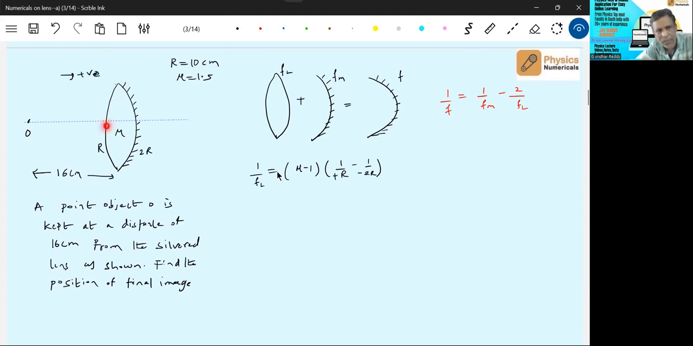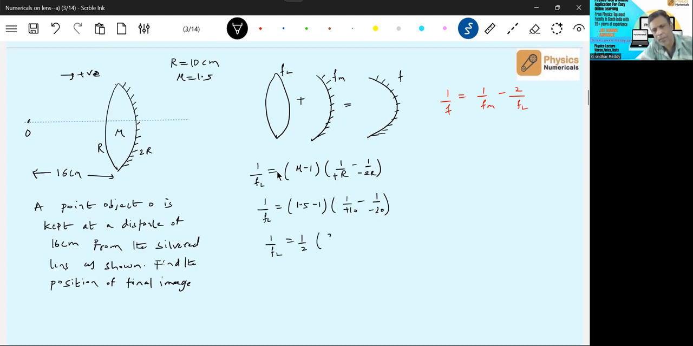So how do you measure this radius of curvature in the direction of the incident ray? What about the radius of curvature opposite the incident ray? So this will be 1 by Fl, radius of curvature of this 10 centimeter, minus 20, 1 by 2. This will be 3 by 20. So Fl equal to 40 by 3 centimeters.